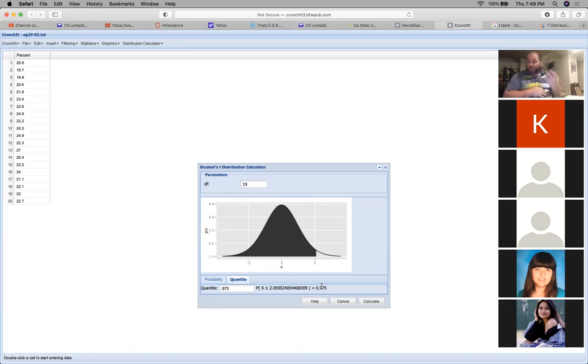The TI-84 does it. A quick Google search for a T distribution or a T calculator or something like that will do it. There's many options that Sydney can use. Meanwhile, those of us who have the luxuries of having yachts and helicopters and private jets and Crunch It, we can just use those instead. Does that make sense so far?